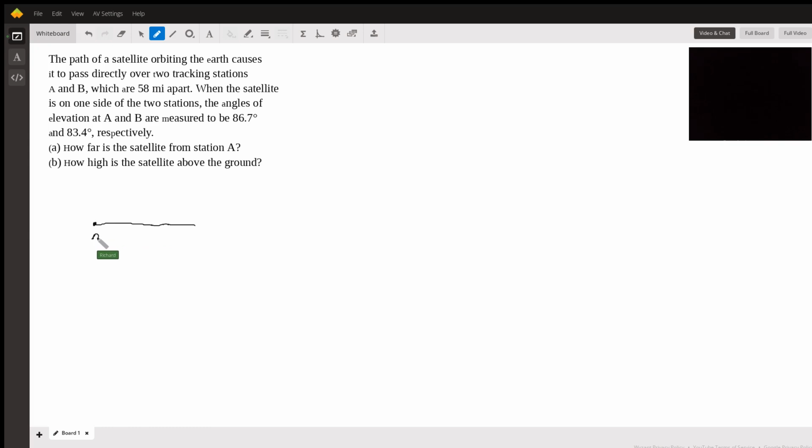A and B. And these are 58 apart. And the satellite is on one of the two stations, angle of elevation at A. So here's our satellite here. And the angle of elevation for A, which is measured like this, this angle is the angle of elevation. This is going to be 86.7.